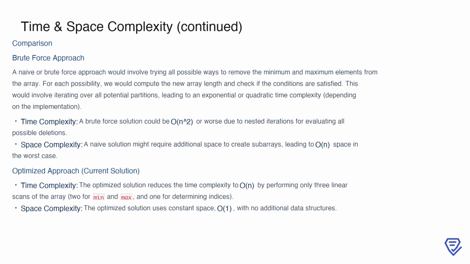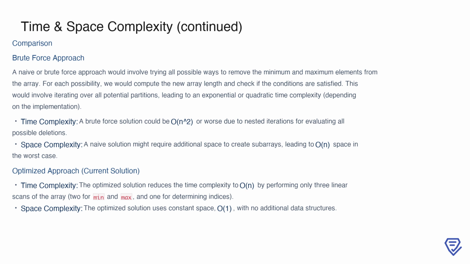Comparing this optimized solution to a brute force approach highlights its efficiency. A naive solution would involve exhaustively trying all possible ways to remove the minimum and maximum elements. This could mean iterating over all potential partitions of the array and computing their lengths, which is computationally expensive. Depending on how it's implemented, such an approach could result in a time complexity of O(n squared), or even worse, due to nested iterations. Additionally, a brute force method might allocate space for subarrays during each iteration, leading to a space complexity of O(n) in the worst case.